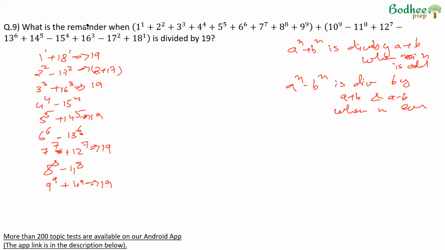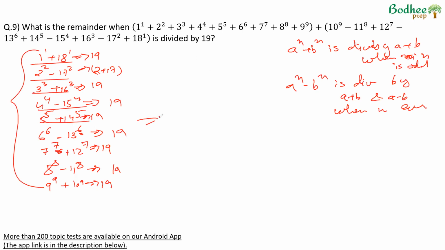But what we can say is because the powers are even, this will be divisible by 2 plus 17, this will be divisible by 4 plus 15, again 19. This will be divisible by 6 plus 13, 19. This will be divisible by 11 plus 8, 19. So all the terms individually are divisible by 19, and therefore the sum of all of these terms will also be divisible by 19. So when you divide a term which is divisible by 19, we get the remainder as 0, and that becomes the answer.